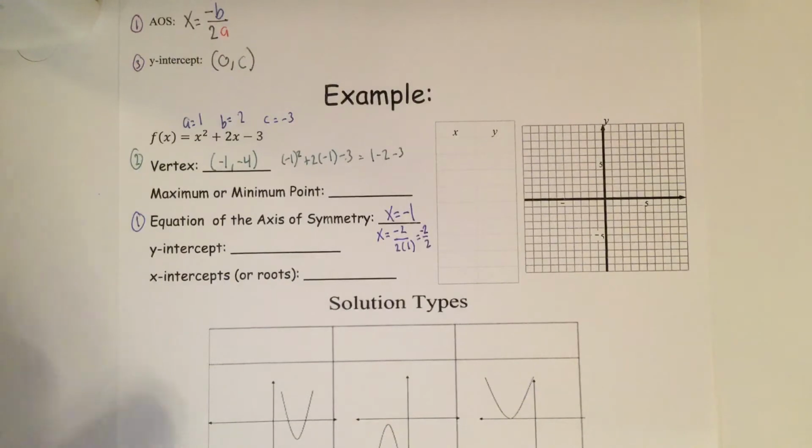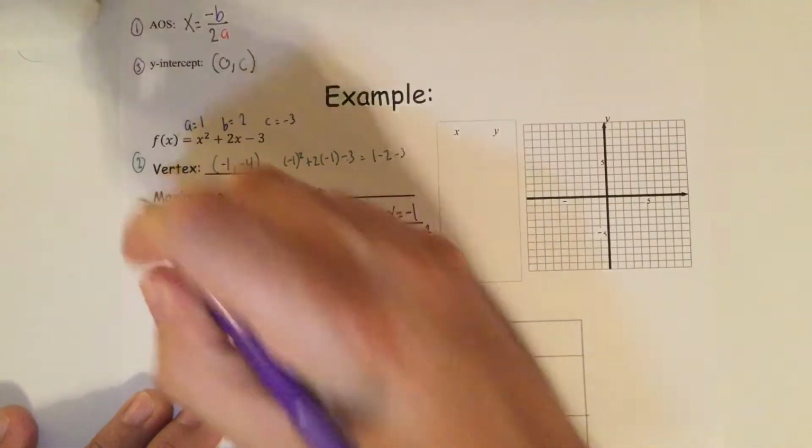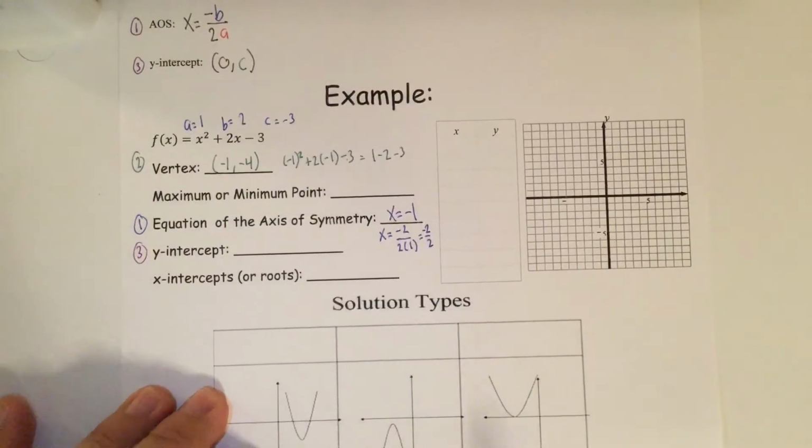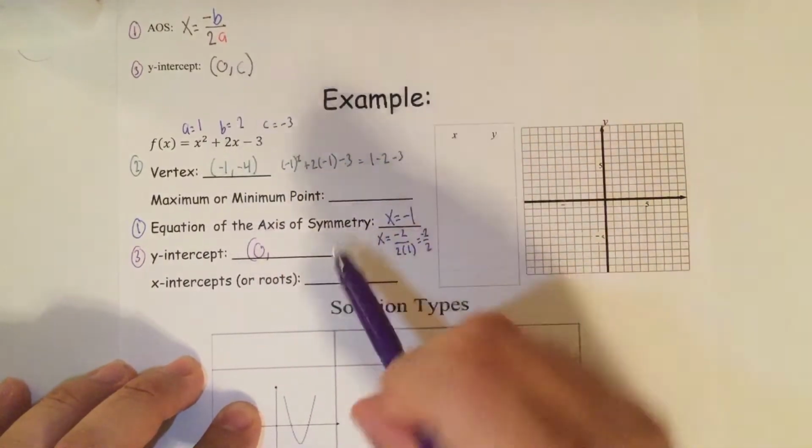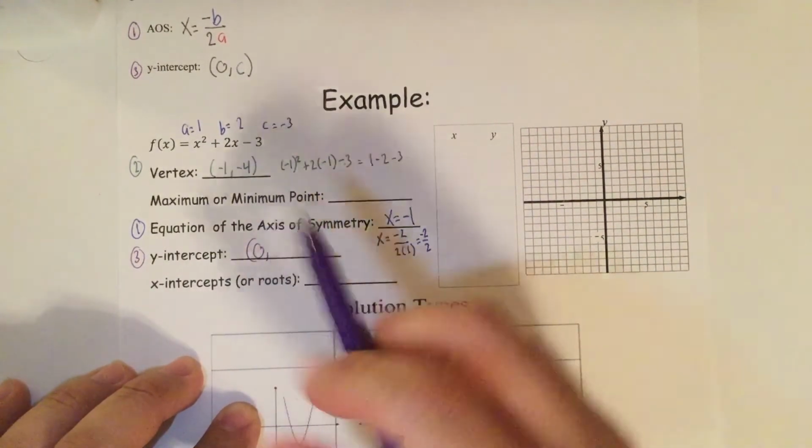And then the next thing I said to do was I'm going to do the y-intercept. After this, it really doesn't matter what order you do it in. So the y-intercept, we talked about that being 0, comma, in this case, c. So my c value is negative 3, so 0, comma, negative 3.